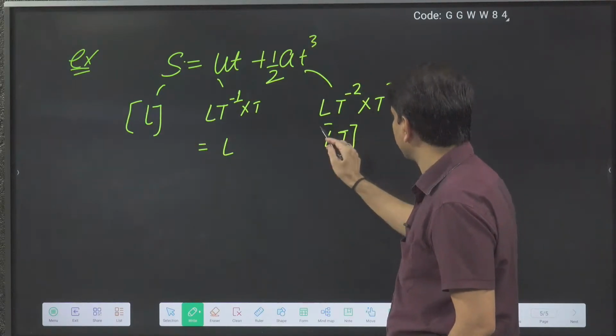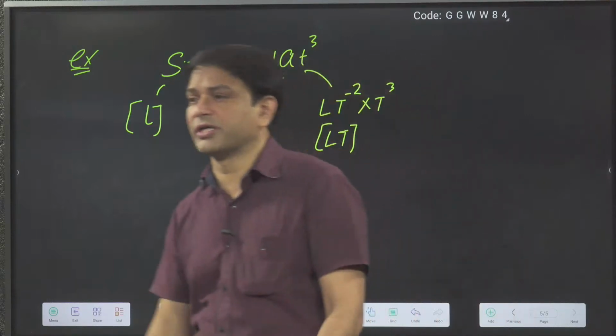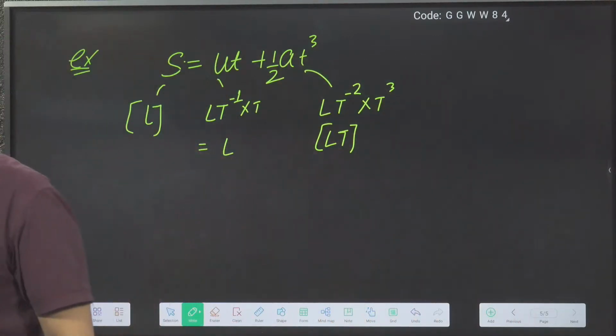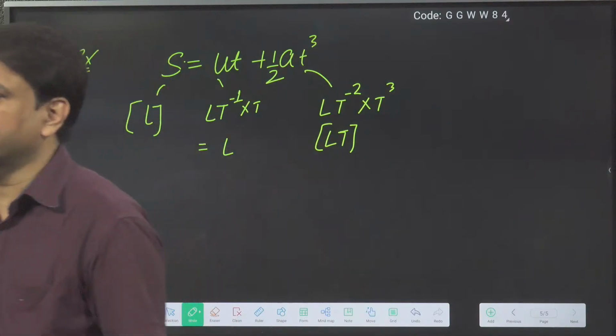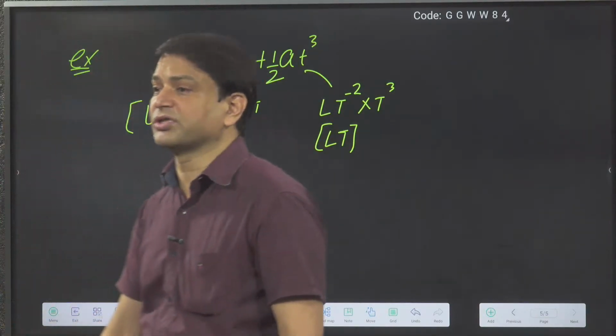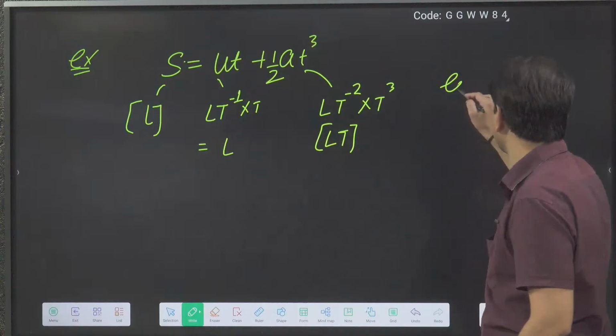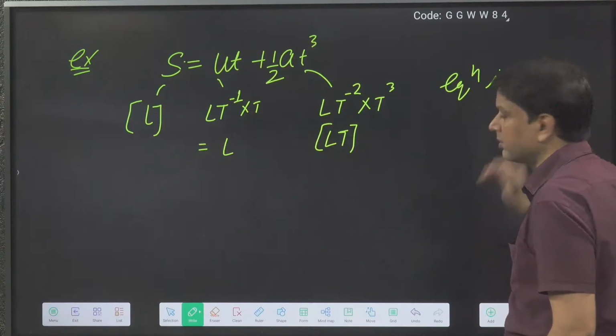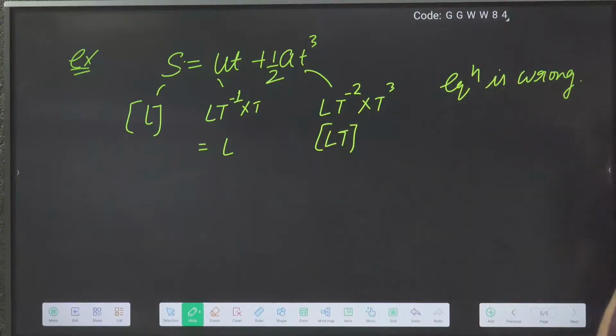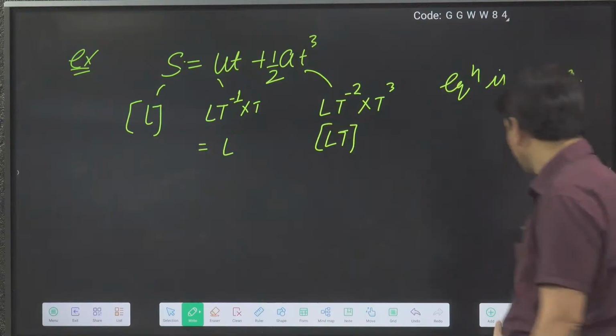Now they fail homogeneity. Okay, then it means I can say what? Left hand dimension is not equal to the right hand dimension, or they fail the dimension test. That's why this equation is incorrect. So equation is incorrect. Completed. Now one more example.